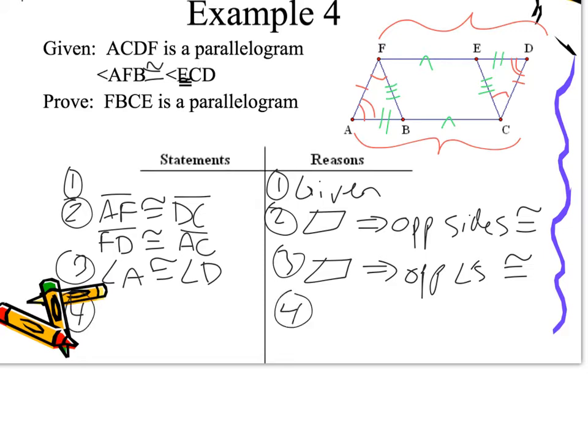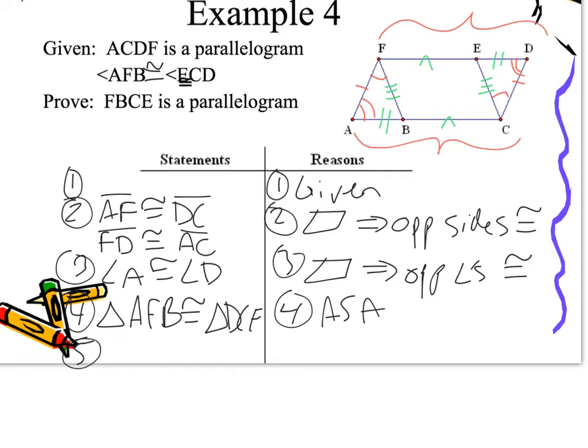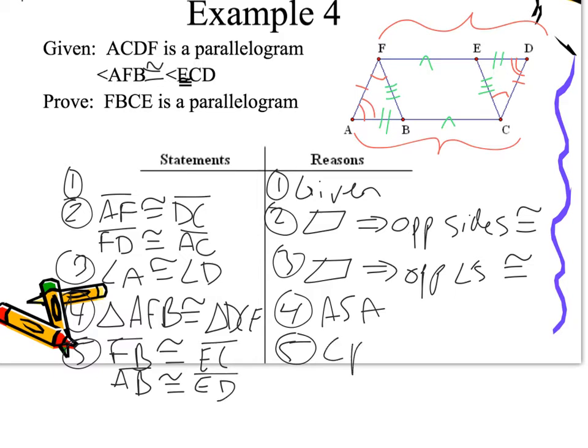Step 4. I've got my triangles congruent, right? Triangle AFB. I've got to make sure that I match them up now. Triangle AFB is going to match up with triangle DCE, not DEC. That's by angle, side, angle. And I proved those congruent so that I could get some sides congruent. FB is congruent to EC, and I was using AB is congruent to ED by CPCTC.